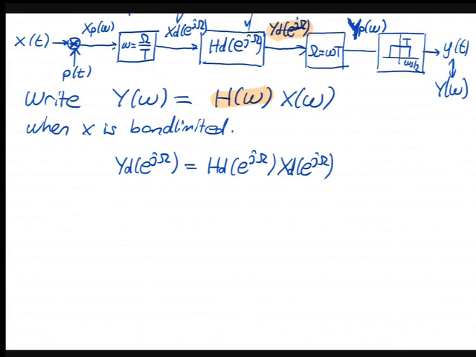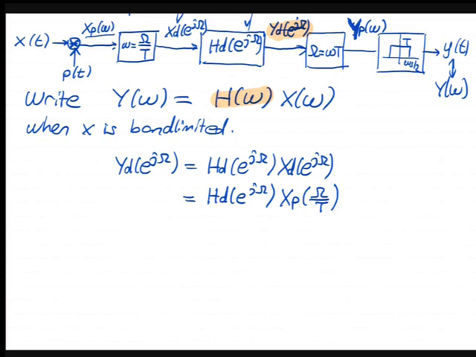Now, what is Xd of e to the j omega? We know it comes from Xp here, right? So I can just write Hd of e to the j omega times, eliminate Xd because I know it comes from Xp with a substitution. So Xp of big omega by T. Xp is a function of little omega. If I substitute big omega by T wherever I see little omega, I'm going to get Xd, right? So that's basically what I wrote here. All right. So now we have related Yd to Xp.